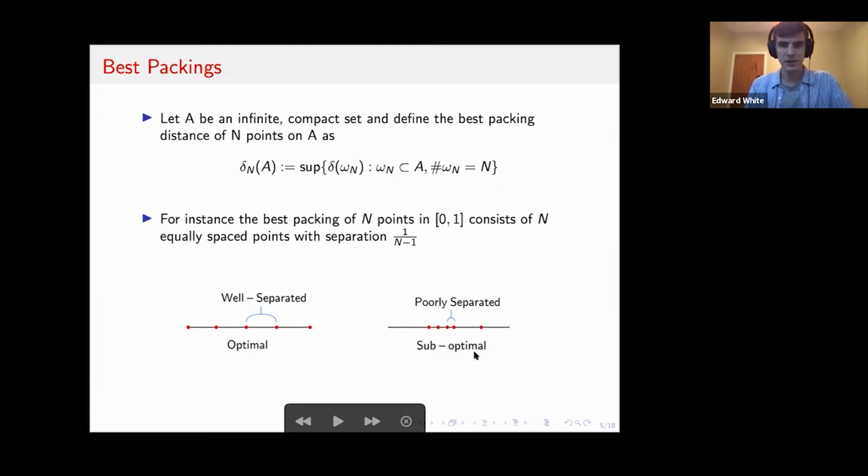And then over here on the right, we can see that we have something that's poorly separated where I've got several points clustered together and lots of free space over here on the left and right where I could be pushing my configuration out to better serve this clustering.